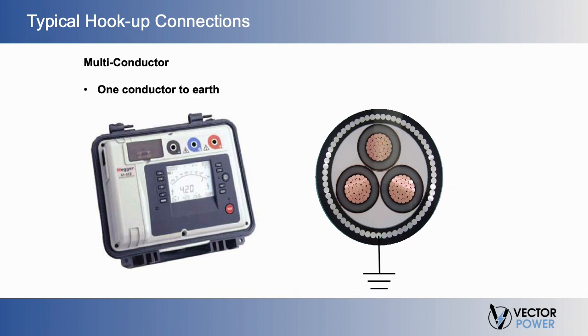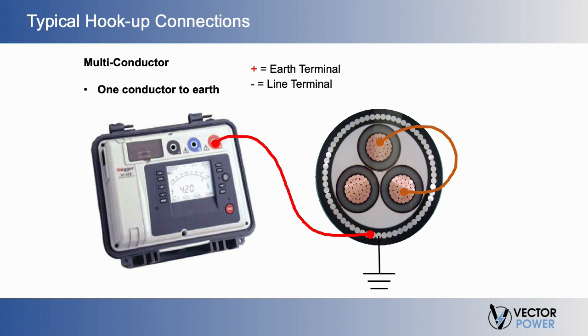When testing a multi-conductor cable, if you wish to measure one conductor to earth or ground, make the following connections. 1. Jumper two of the conductors together. Second, connect the positive or the earth terminal to the cable's sheath or neutral. Third, connect the negative, the line terminal, to the conductor of interest. And finally, connect the guard terminal to the remaining two conductors. The function of the guard was discussed earlier in our webinar. Anything connected to the guard will bypass the measurement circuit and will not be measured.